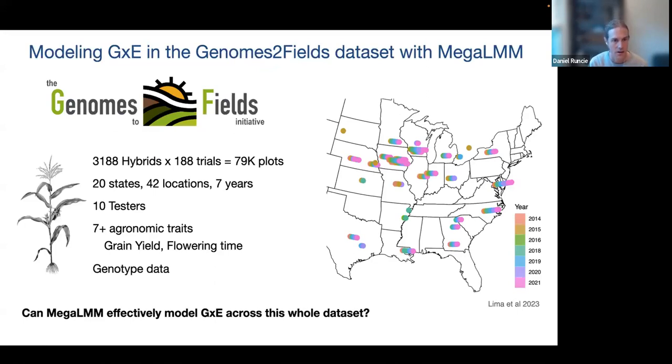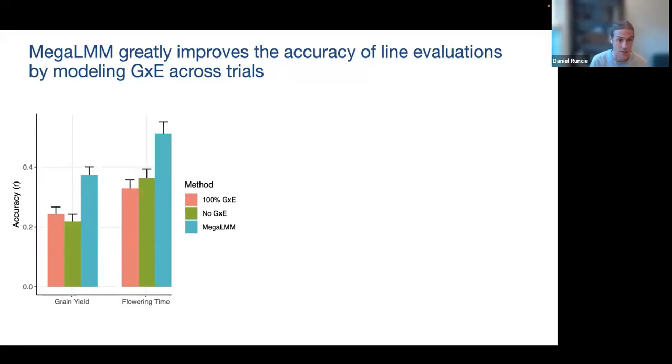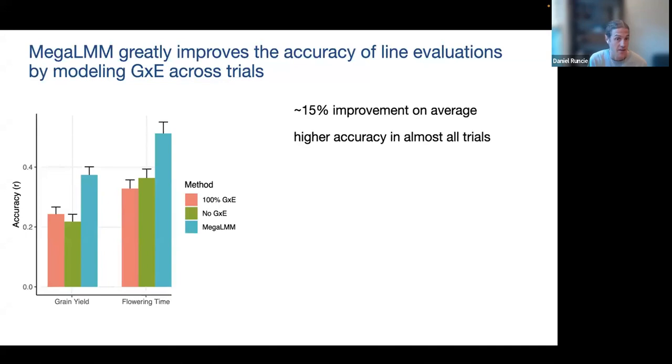So now I'm coming back to our case study of the Genes to Fields data set. As I showed in the beginning, MegaLMM greatly improves the prediction accuracy of grain yield in almost every environment by learning these environmental covariates and then using that to partially pool, or share, information across the trials. And it's not just for grain yield. If we apply that to flowering time, we see a similar benefit of MegaLMM. We get in both of these about a 15% improvement in accuracy and higher accuracy in almost all the trials. And so the lesson from this is we should be building models that can use all of the data accessible to us at once in a way that's flexible enough to learn individual patterns, but share information when possible.